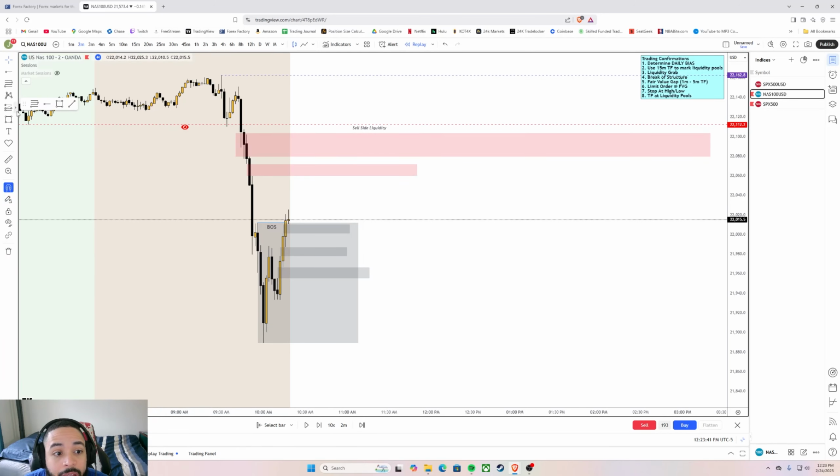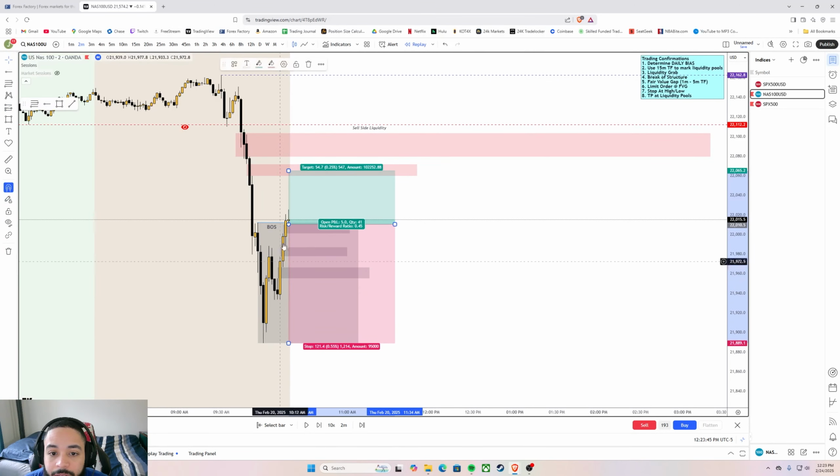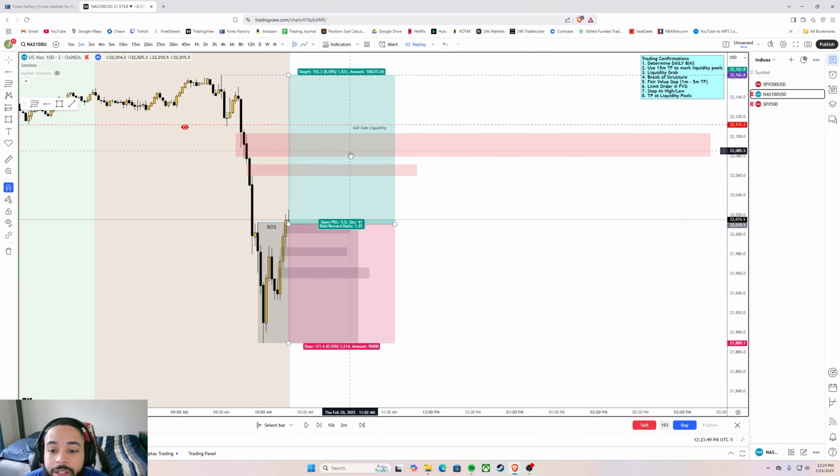Now, if we were to take a long, say for example, we put a long here and a stop loss here and the take profit here as a final target. This would be too big of a stop loss because this is a 1,214 pip stop loss. So this is only a 1 to 1.25 risk reward for the final target. So that's not really ideal, right?